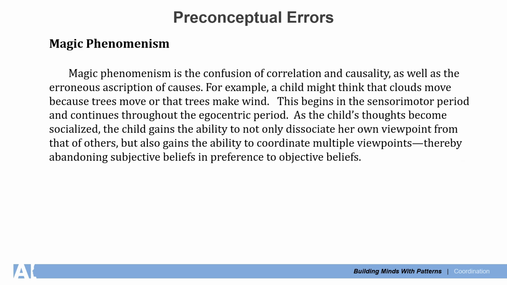Magic phenomenism is the confusion of correlation and causality, as well as the erroneous ascription of causes. For example, a child might think that clouds move because trees move or trees make wind. This begins in the sensory motor period and continues throughout the egocentric period. As the child's thoughts become socialized, the child gains the ability to not only dissociate her own viewpoint from that of others, but also gains the ability to coordinate multiple viewpoints, thereby abandoning subjective beliefs in preference to objective beliefs.